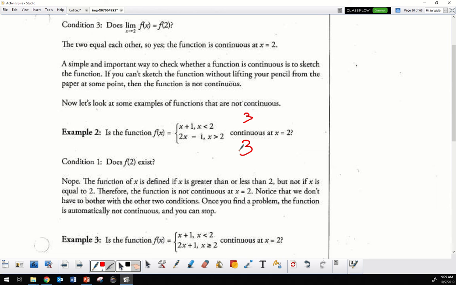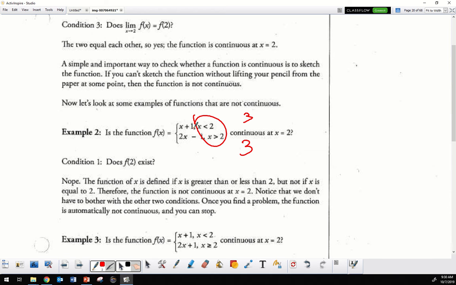And is this continuous? No. Why? No equal sign. Neither of them is equal to at 2, right? This is the type of question you'll get on the AP exam. Do you fully understand and comprehend and pay close attention to what it's asking for and what it's giving to you?